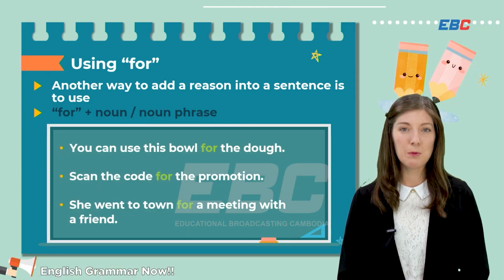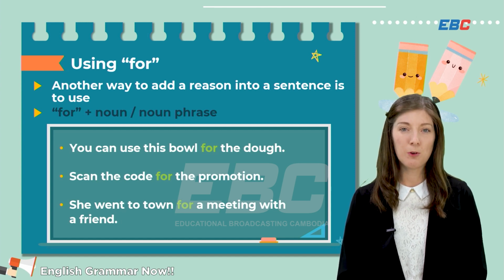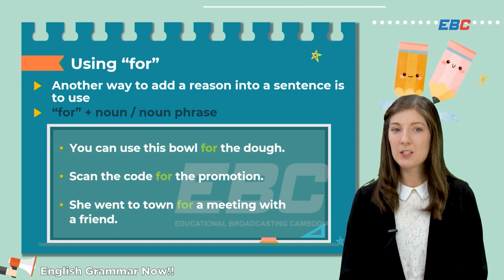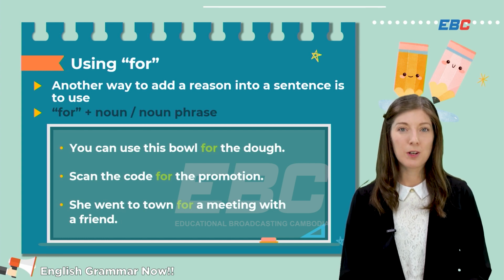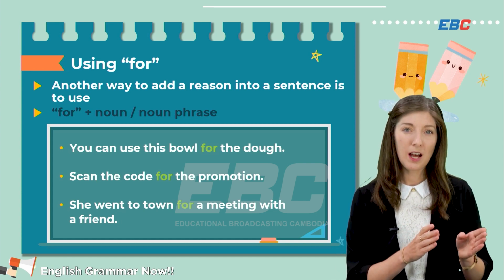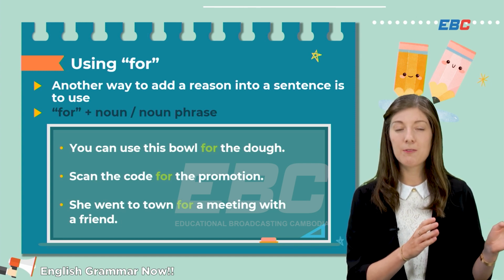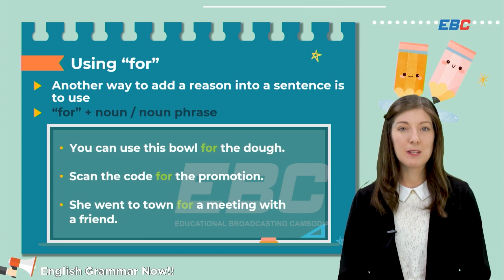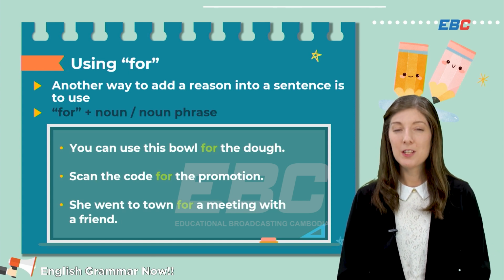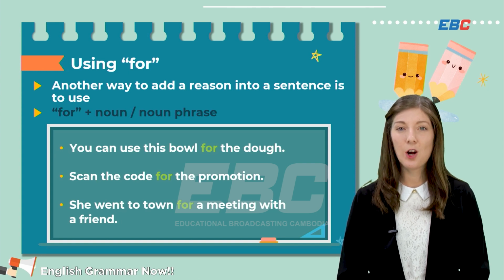Another very similar preposition is for. We can also use for to add a reason into our sentence. However, the formula for this is to add for and then a noun, or a noun phrase, which is a group of words that are all part of the same thing. Here's some examples. You can use this bowl for the dough. Scan the code for the promotion.